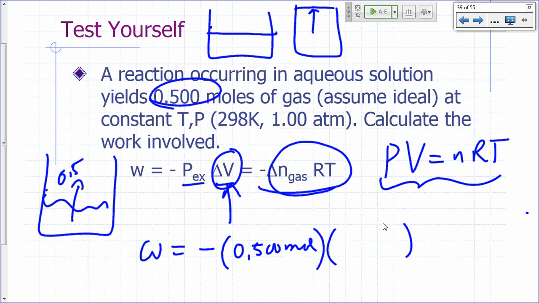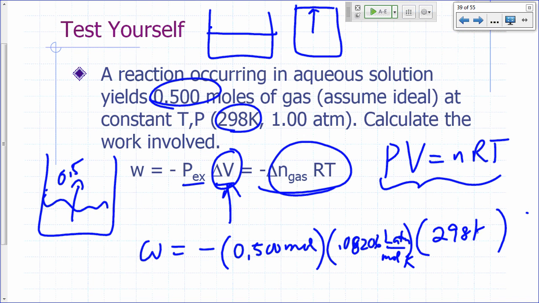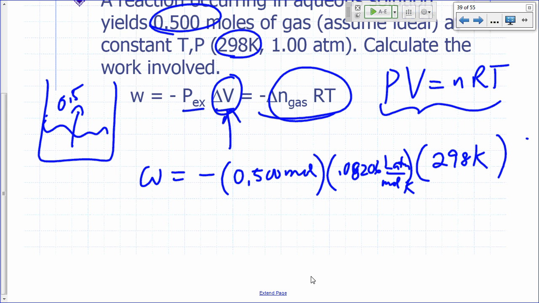What is RT? RT is 0.08206. Remember your R from ideal gas law? Liter atmosphere per mole per Kelvin times, what's our temperature? 298 Kelvin. Okay? So if you did this, what would your answer be? What would be the units for your answer? Kelvin cancels out, mole cancels out. You'll have your answer in liter atmosphere, right?